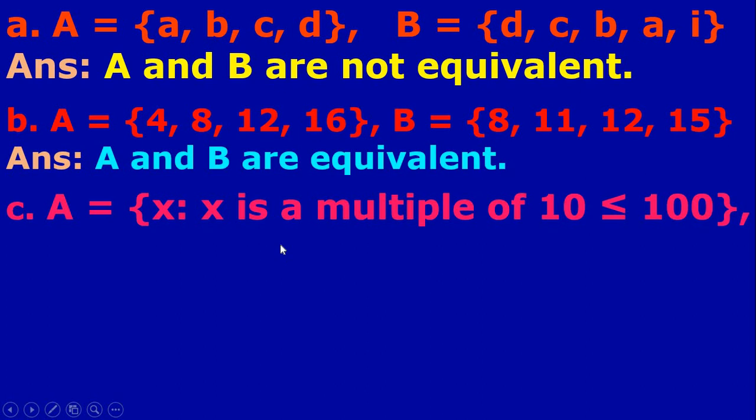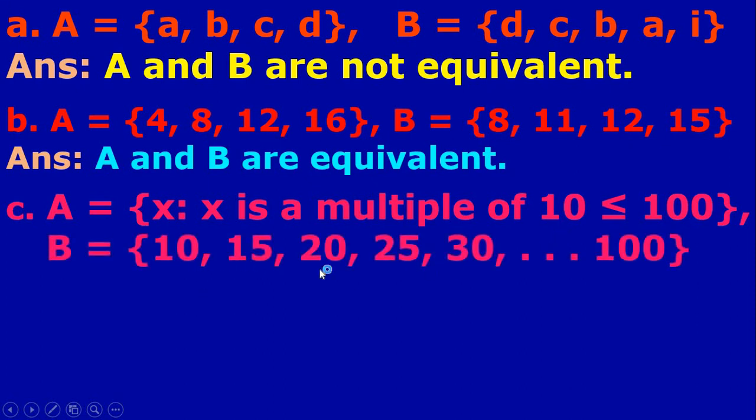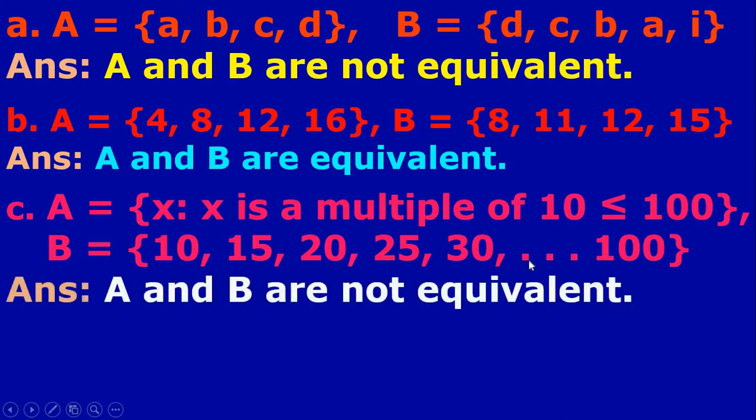Next one, A equal to the set of all x such that x is a multiple of 10 and it is less than or equal to 100. That is, we have numbers 10, 20, 30, 40, etc. And even we can write negative numbers also. It is given x is a multiple of 10. So 0 is also a multiple of 10, minus 10, minus 20, all are possible. And set B is given as {10, 15, 20, 25}. So therefore these two sets are not the same. Here A is an infinite set and B is a finite set. So therefore these two sets are not equivalent sets.